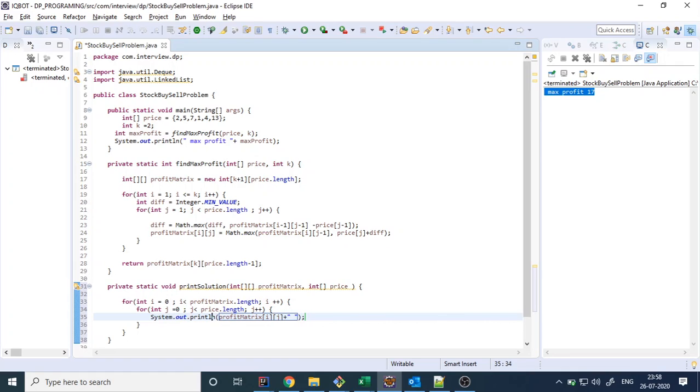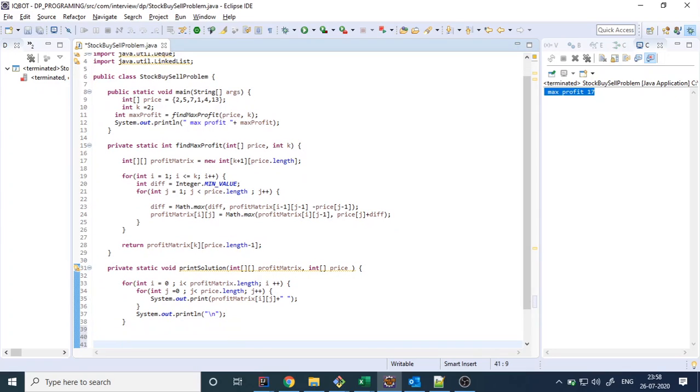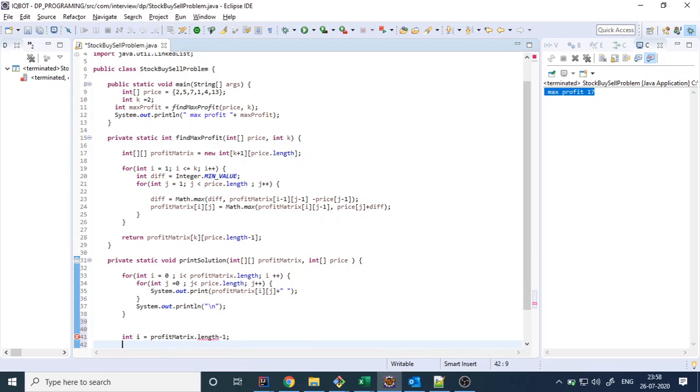And here it will be just a space, and then after that let's print the value. That's why it's just the newline print. If you see here, just for awareness purposes, we are printing the matrix value. Now, how will you try to reach it? That is the question. So profit matrix dot in minus one. This will be the i, meaning the last row.